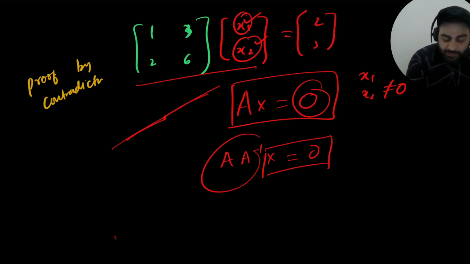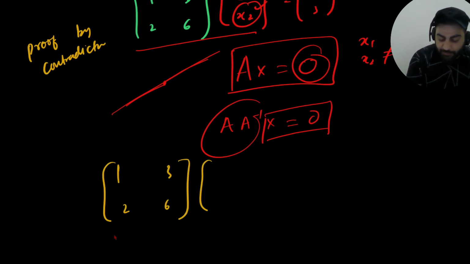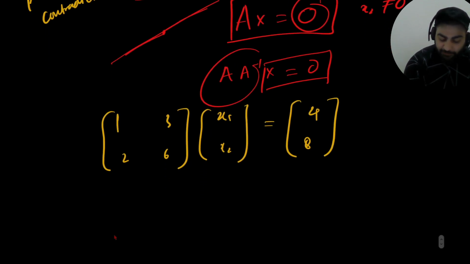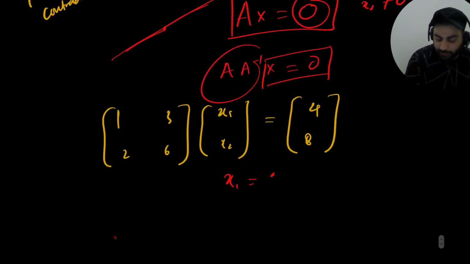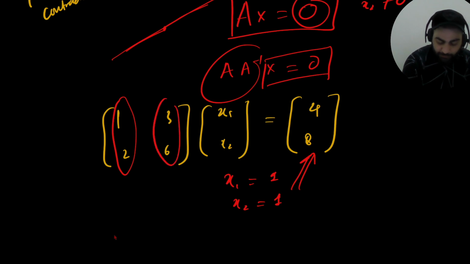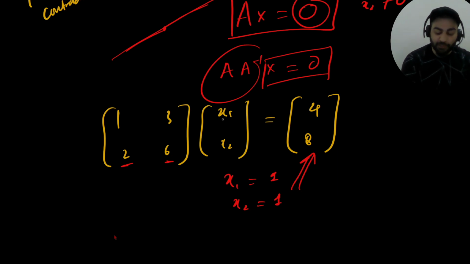What I'm saying is, let's suppose this matrix has an inverse. So I'm saying 1, 2, 3, 6. Okay, so I'm giving x1 and x2 over here. Let's say the value should be 4 and 8. So I know that if I put x1 equal to 1 and x2 equal to 1, I'll get this value, I'll get this 4, 8, because I'm taking one of this and one of this to give me this 4, 8. So I have the non-zero values.